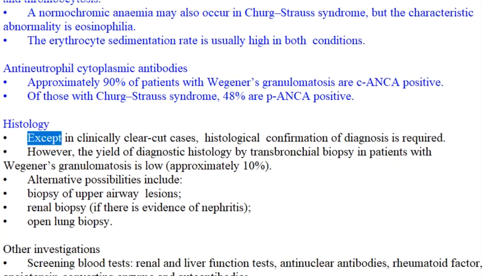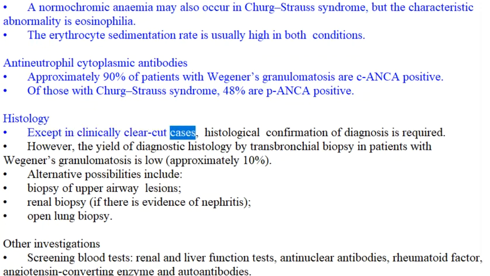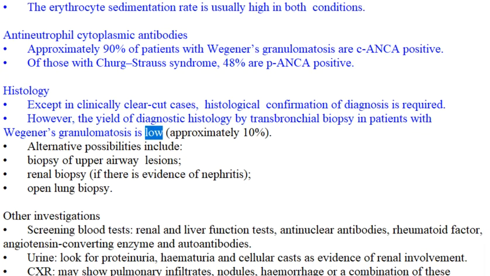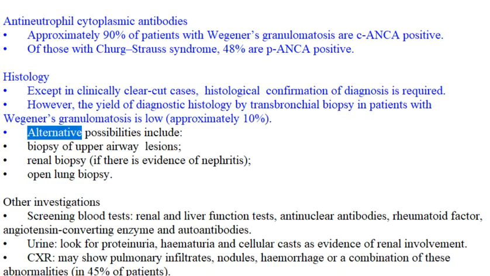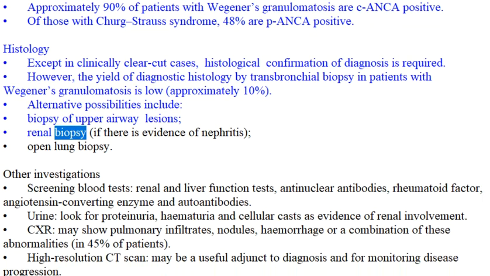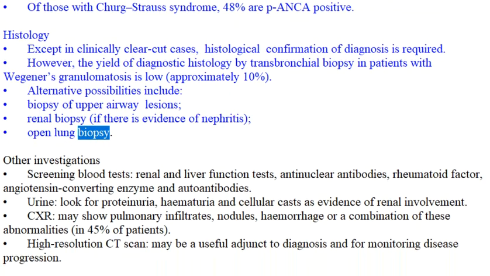Histology. Except in clinically clear-cut cases, histological confirmation of diagnosis is required. However, the yield of diagnostic histology by transbronchial biopsy in patients with Wegener's granulomatosis is low, approximately 10%. Alternative possibilities include biopsy of upper airway lesions, renal biopsy, if there is evidence of nephritis, and open lung biopsy.